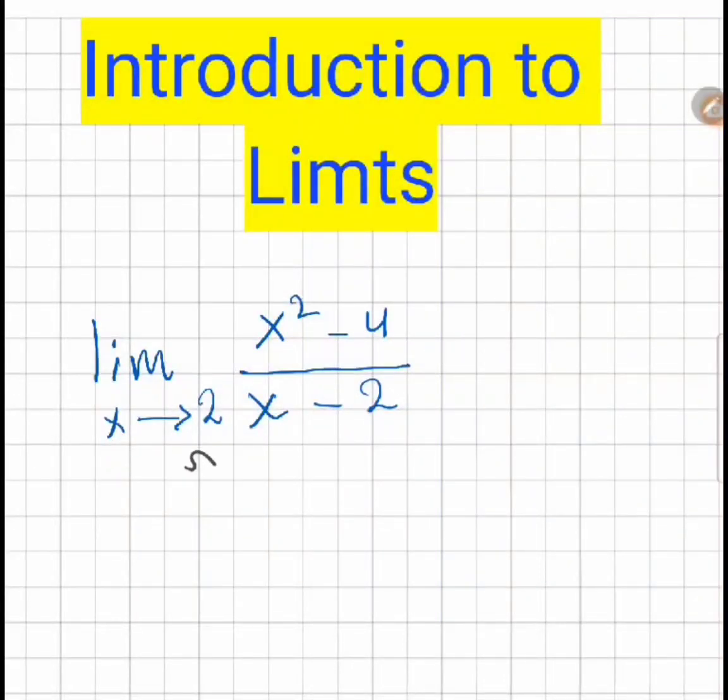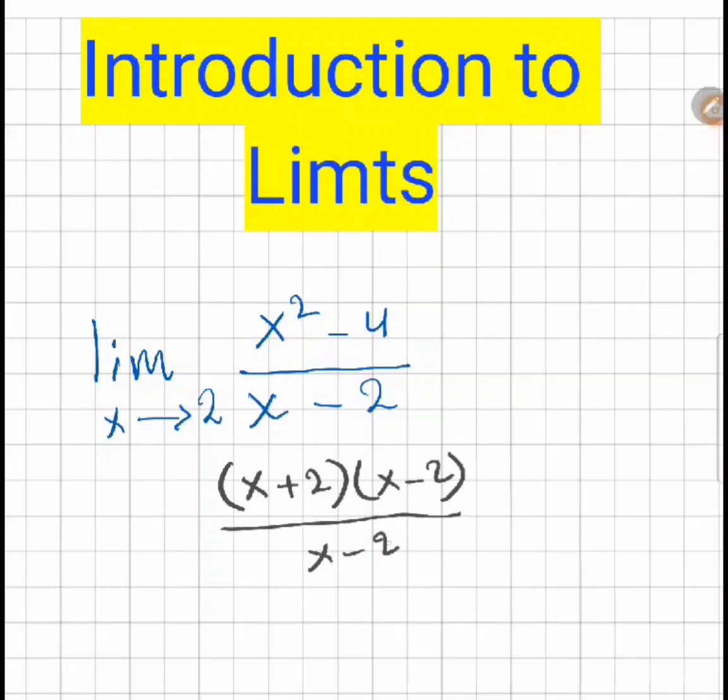x squared minus 4, you can write it as x plus 2 times x minus 2. Now we need to rewrite the limit expression until we replace x with 2. Now notice that we can cancel x minus 2. So when this term is gone, we can now use direct substitution because the x minus 2 factor was giving us a 0 in the denominator, which we don't want.